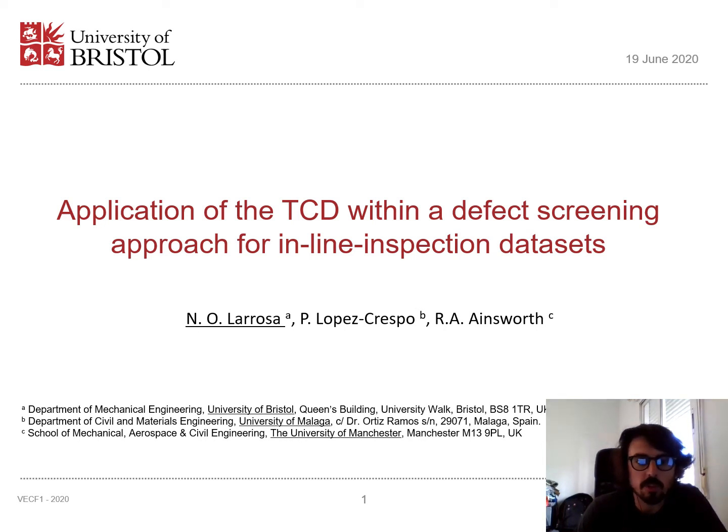Hello, my name is Dr. Nicholas Larrosa. I'm a lecturer in structural integrity at the University of Bristol, and the title of my talk is Application of the Theory of Critical Distances within a Defect Screening Approach for Inline Inspection Datasets.